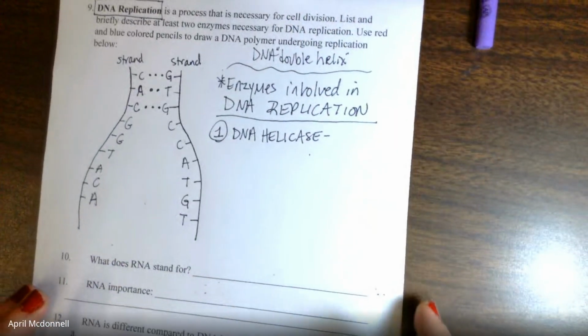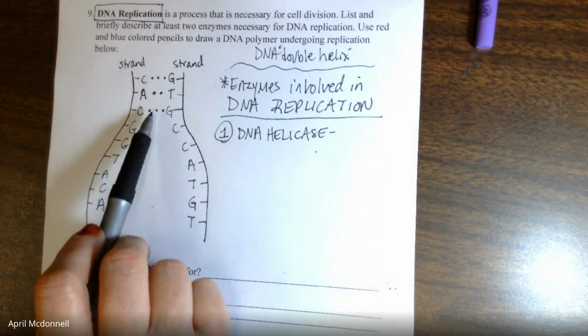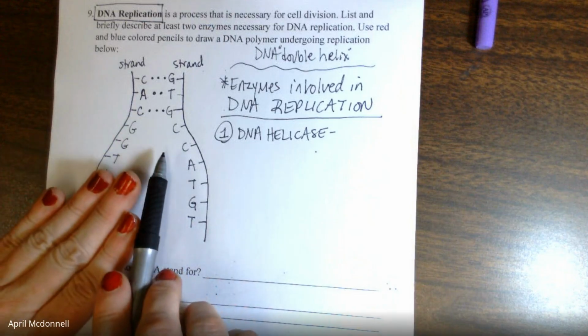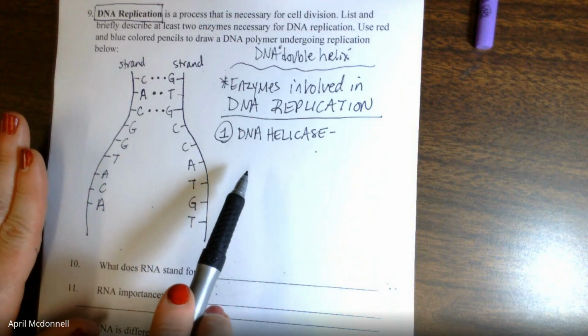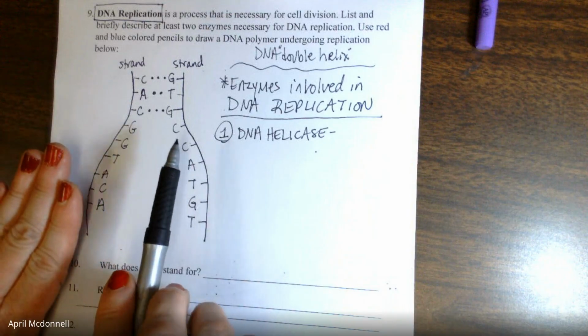DNA helicase is essentially used to break all the hydrogen bonds between the two strands of the DNA molecule in order to separate the strands away from each other. This is sometimes referred to as unzipping the DNA molecule.